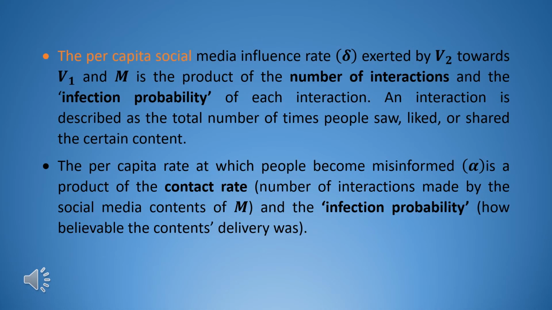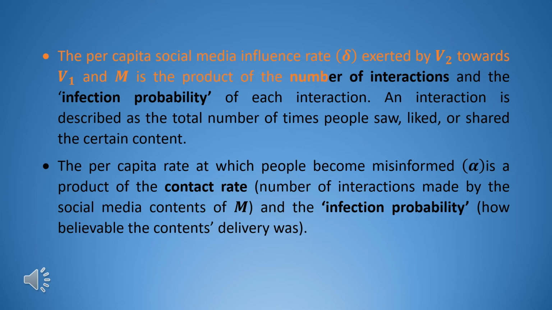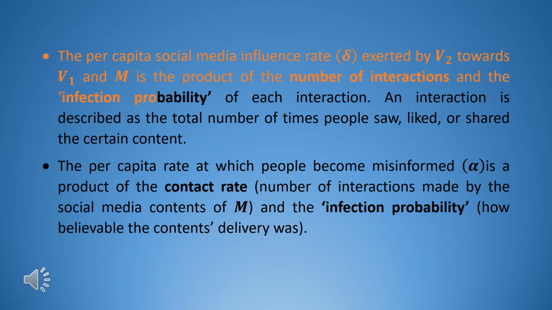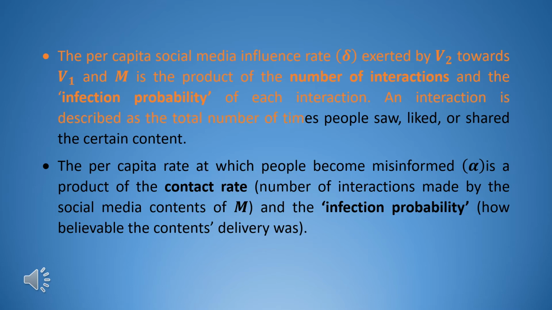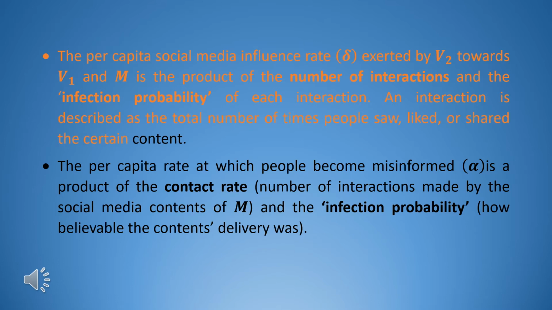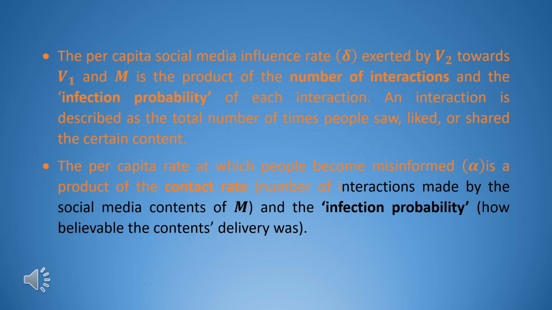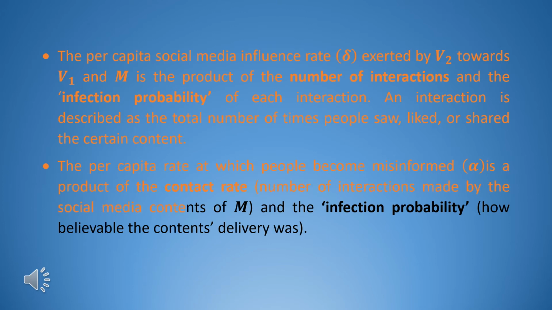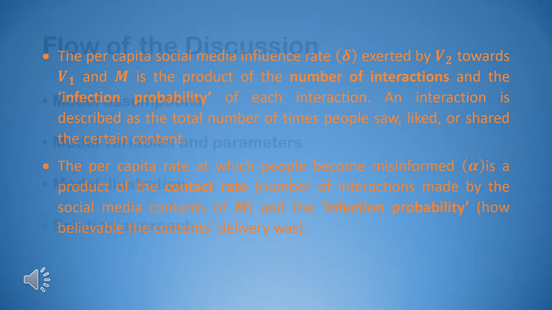The per capita social media influence rate delta exerted by V2 towards V1 and M is the product of the number of interactions and the infection probability of each interaction. An interaction is described as the total number of times people saw, liked, or shared a certain content. The per capita rate at which people become misinformed, alpha, is a product of the contact rate, or the number of interactions made by the social contents of M, and the infection probability, or how believable the content's delivery was.